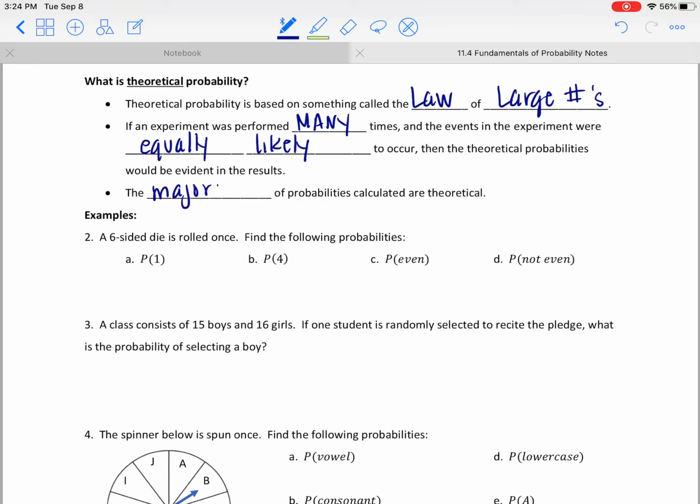So the majority of probabilities calculated are theoretical. Again, we don't always have time to perform experiments and look through millions of actual results, so we base on theory if we can, okay?